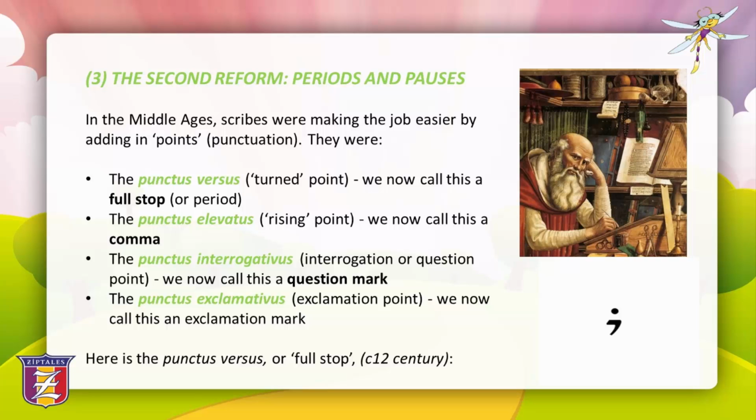The punctus elevatus, rising point, a short break, as in the middle of the sentence, before going on. We now call this a comma. It looked in those days like an inverted semicolon.